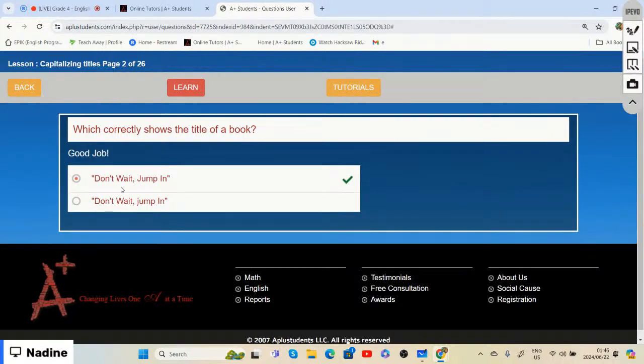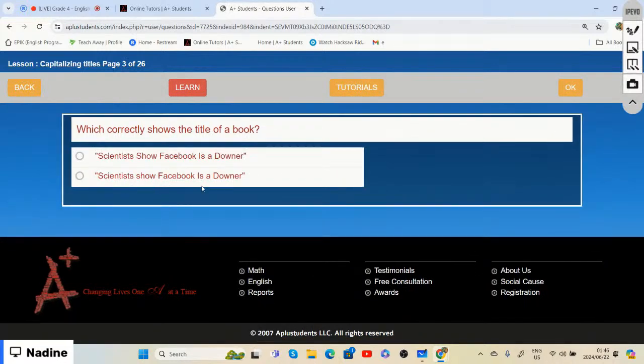So our correct one is option one, right? Because they're telling you not to wait, but they're telling you to jump in, which means they show emphasis on all of those words that are important, right? So all of those words had to be capitalized. But well done for trying. Let's do the last one and then we're done.